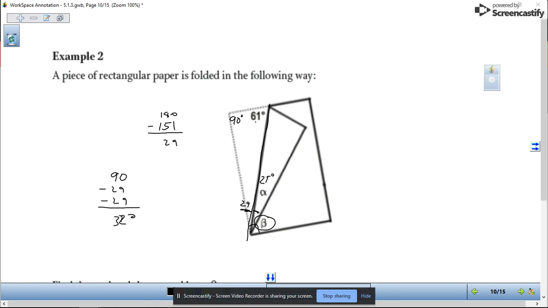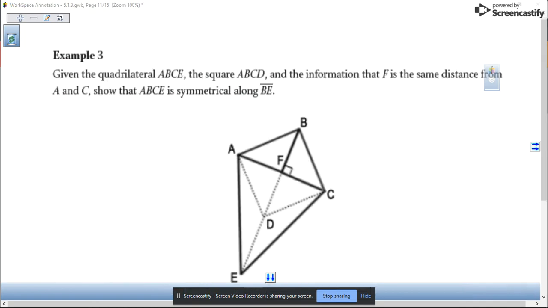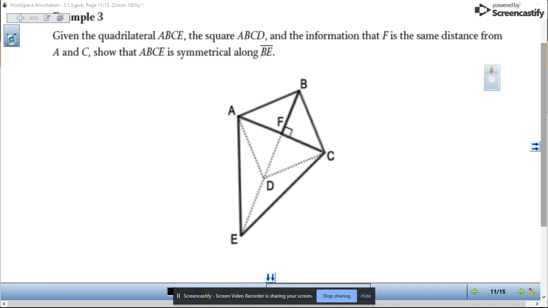Okay? All right, and then from there we're going to go and look at the next one. And this last one, it says, given the quadrilateral ABCE, the square ABCD, and the information that F is the same distance from A and C, so that tells you that this is congruent, and we know that this right here is congruent.